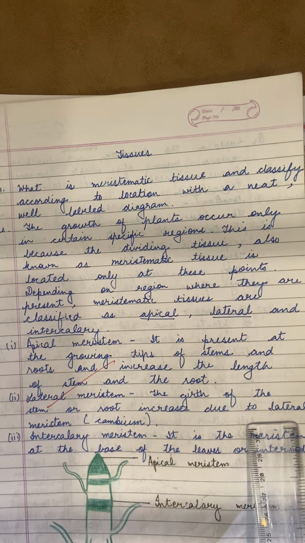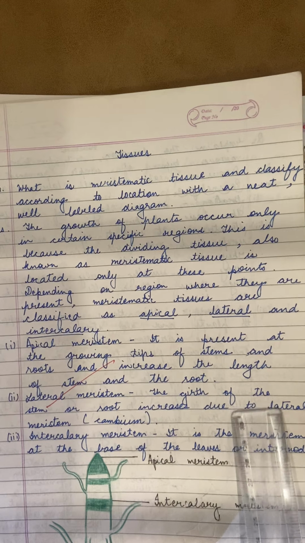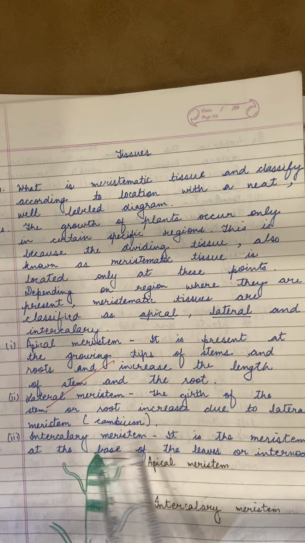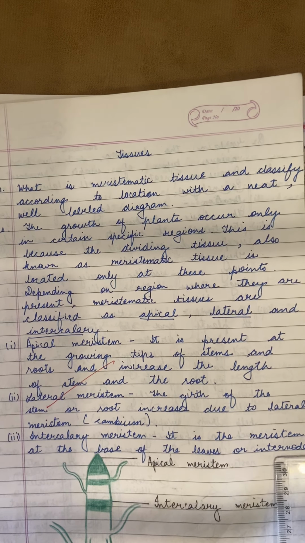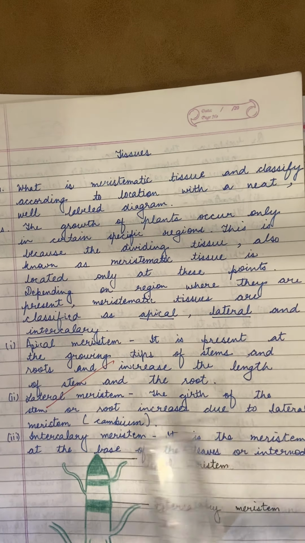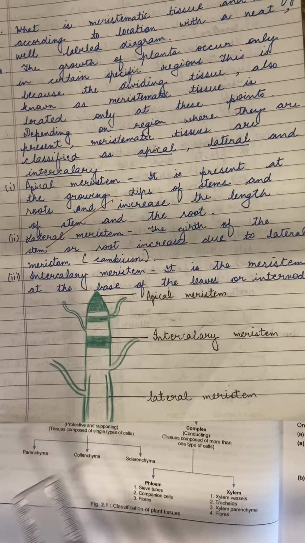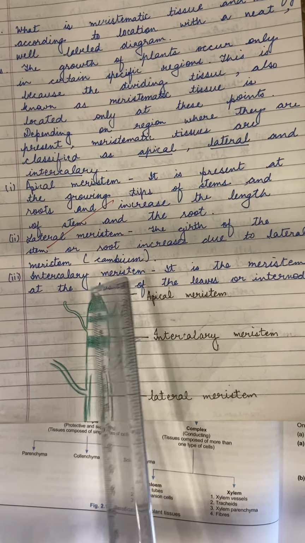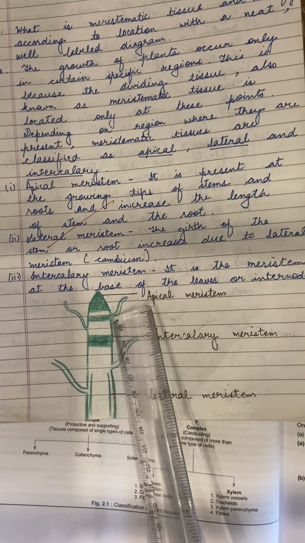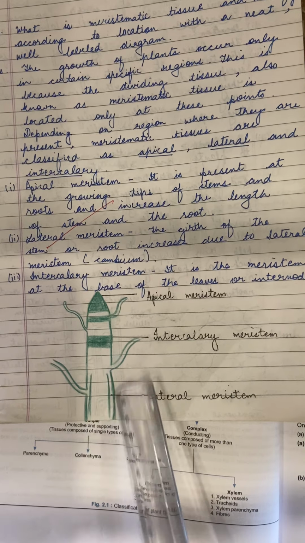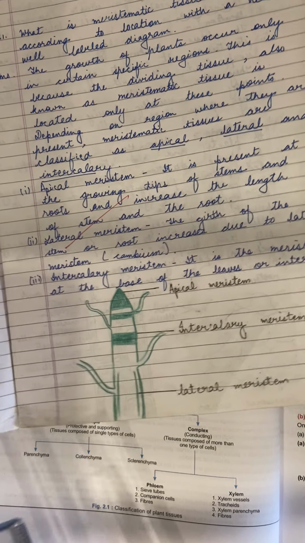Lateral meristem increases the diameter or the girth. This is due to the lateral meristem, that is the cambium. So they are present on the periphery or on the lateral sides of the stem. And intercalary is also a meristem which is present at the base of the leaves or on the internodes. So according to location, we have three types of meristematic tissue, like you can see in the picture. This is apical, that is the shoot tip; intercalary, that is just below the nodes; and lateral is on the side, which increases the girth of the plant, that is the diameter.